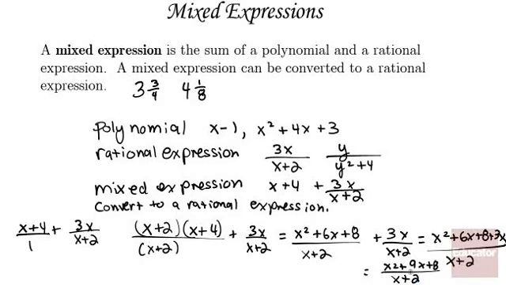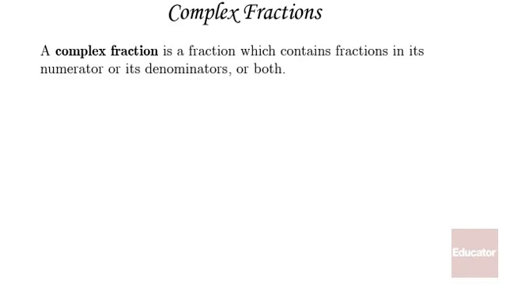And you could try factoring this out and see if you get a common factor and cancel, but it turns out that you don't. So this is as far as I can go with this. The main point is that if you start out with a mixed expression such as this, you can convert it to a rational expression by using a common denominator, converting really the polynomial to an equivalent expression with a common denominator, and then adding, and then simplifying. Okay, so that is mixed expressions.